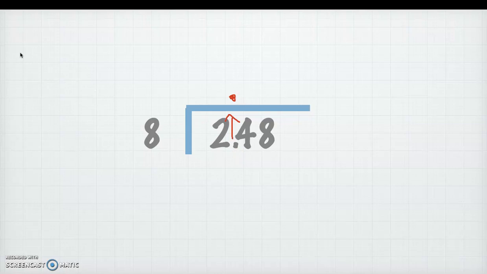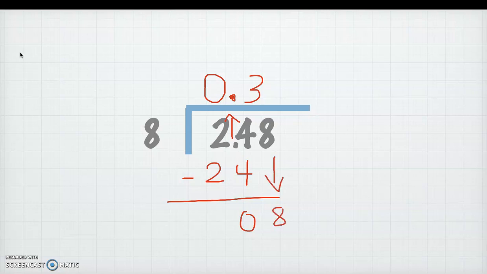First off, how many times can 8 go into 2? That's 0 times, so I'm going to place 0. How many times can 8 go into 24? That's 3 times, so I'm going to place that 3. 8 times 3 equals 24. And subtract. 24 minus 24 equals 0. I bring down the 8. Now, how many times can 8 go into 8? That is once. So 8 times 1 equals 8. I subtract, and that will give me 0. And my final answer is 0.31.